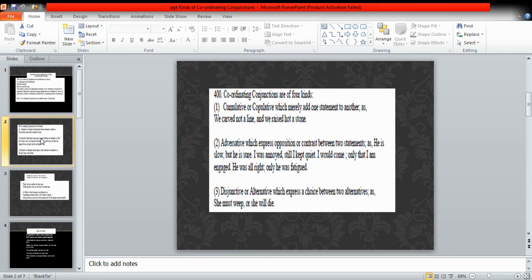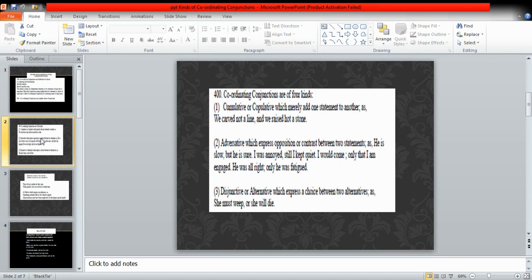So what is the function of a cumulative or copulative conjunction in a sentence? It simply joins one clause or one statement to another statement. There is no other function of a cumulative or copulative conjunction. Whenever you see that two statements are there in a sentence and they have been joined with the help of a conjunction, it is understood that that will be a cumulative or copulative conjunction.